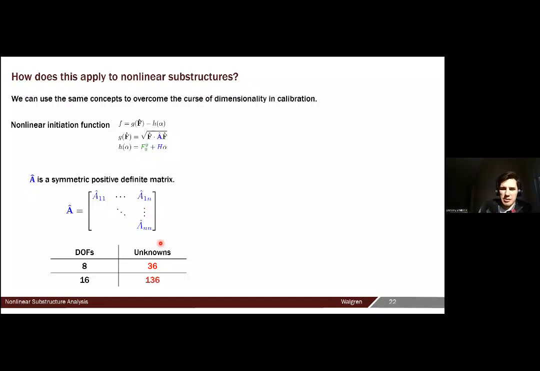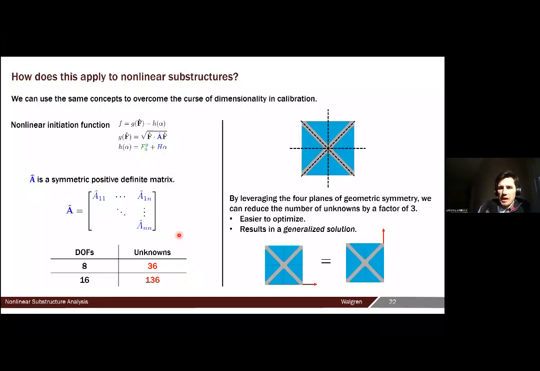That's the example that I've been talking about today. But as soon as you double the degrees of freedom, you are adding an order of magnitude of unknowns. So if we want to extend this method to 3 dimensions, we quickly can't, because we run into the cursed dimensionality in terms of how many unique parameters we have to find. But for a lot of unit cells that we're investigating, there are inherent planes of symmetry. For this BCC infilled lattice truss, we have 4 planes of geometric symmetry, and we can reduce the number of unknowns by a factor of 3.